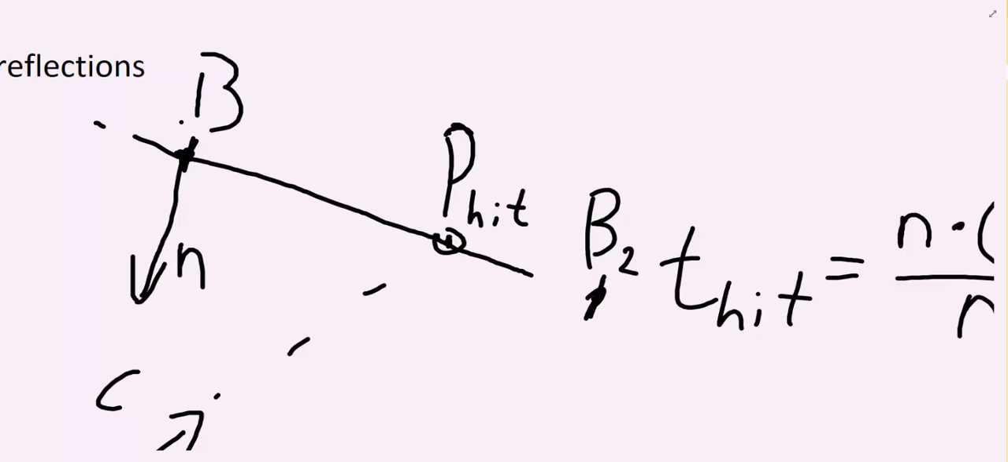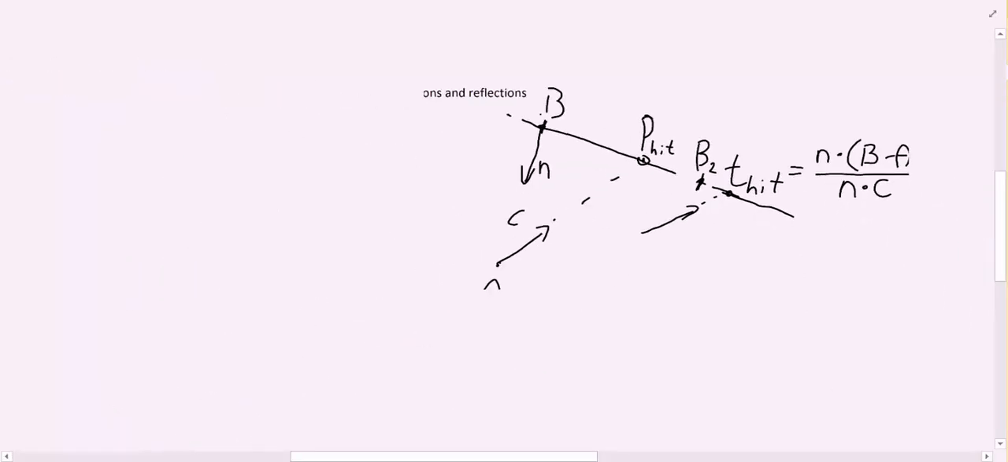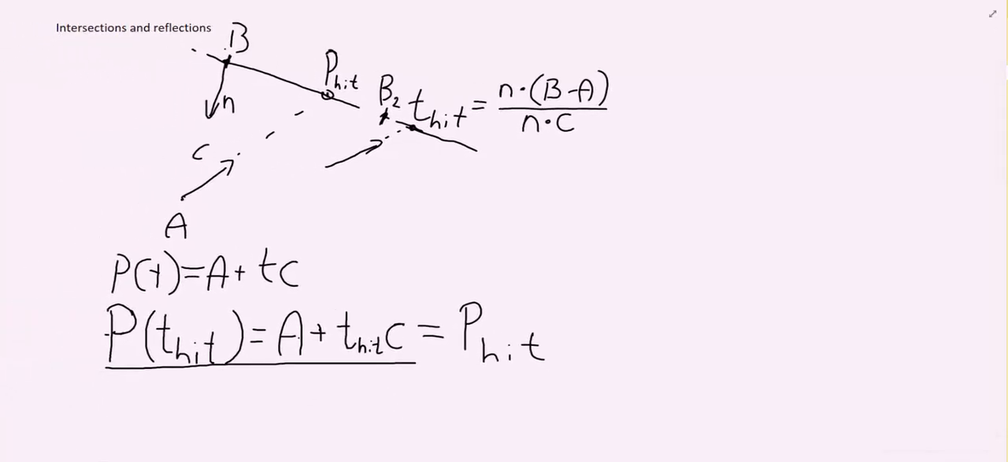So we need to check whether P hit has x or y values between the x and y values of B and B2, in order to make sure that the ray is not going something like this, intersecting with the line here, which would give us a P hit and a t hit. However, the point would be outside the segment that we're looking at. So that's one check we need to make. Before we even calculate P hit, after we only calculate t hit here, we can do a few checks there.